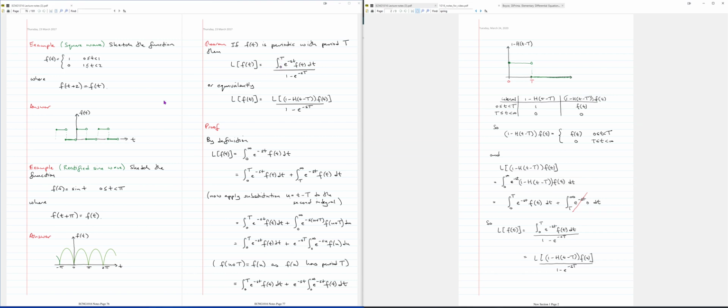Essentially, all you're doing is considering the behavior on your first period, from 0 over here to big T over here, and that is all that you integrate.